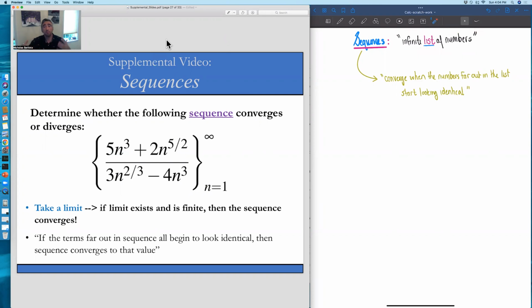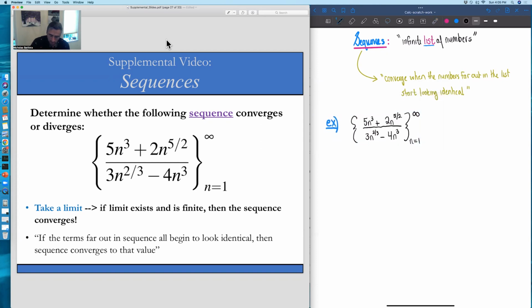And intuitively, the way I think about sequences converging is the terms really far out in that sequence, or the terms really far out in that list. If they all start looking identical, then we call that sequence convergent. The terms really far out all start looking exactly the same. All right, let's take a look at this sequence that we have.